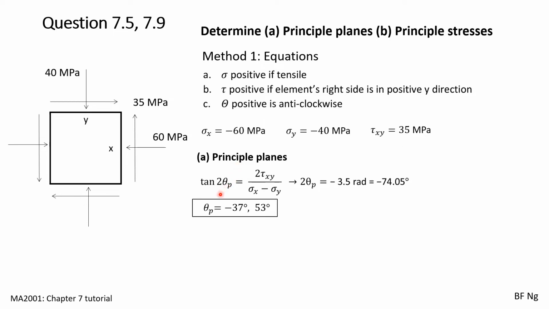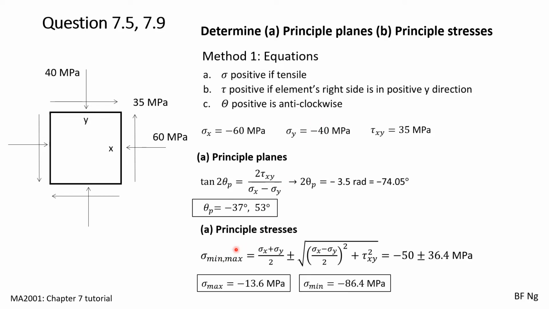Using the equations for principal plane, tangent 2 theta p equals to this equation here, we can find that 2 theta p equals to negative 74.05 degrees. As such, your theta p will be negative 37 degrees and you plus 90 degrees to become 53 degrees. Do note that theta is positive if it's rotated anti-clockwise.